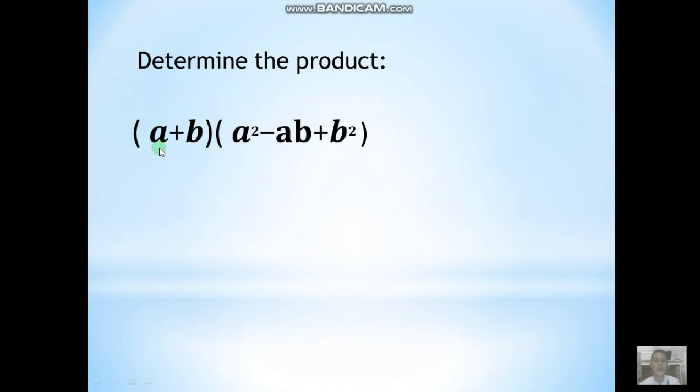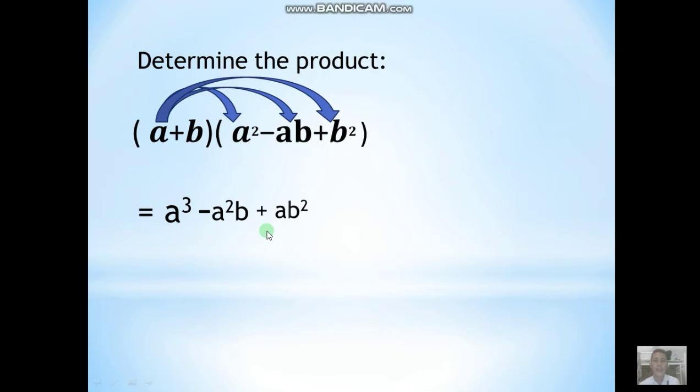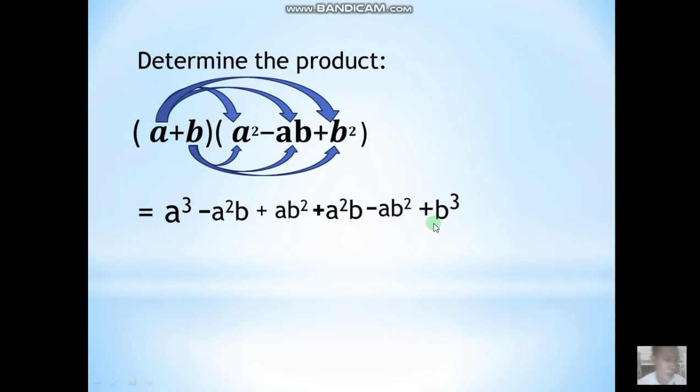So let us start with a. So a times a squared, that is a cubed. Then a times negative ab, that is a negative a squared b. Then a times positive b squared, that is positive ab squared. And we will do the same in the next term of the binomial, which is b. So b times a squared, that is positive a squared b. Then b times negative ab, that is negative ab squared. Then b times positive b squared, that is positive b cubed.